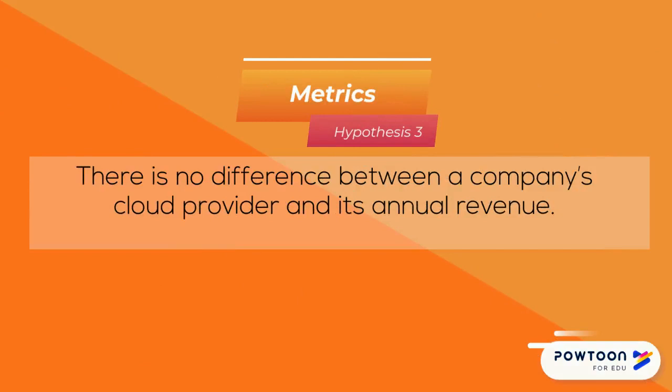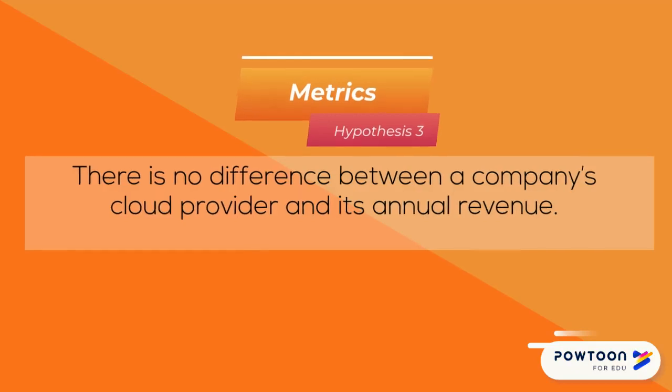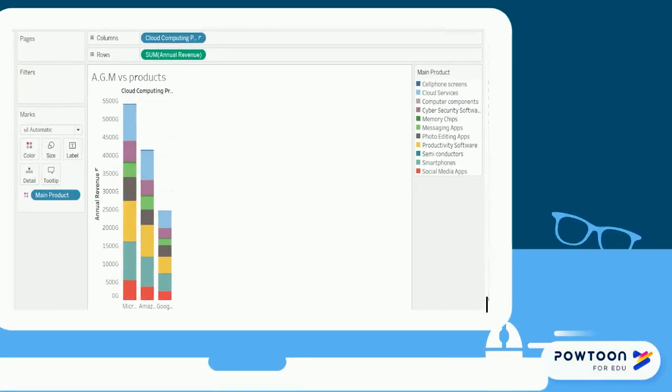The third hypothesis that we will be testing is there is no difference between a company's cloud provider and its annual revenue. This tests our assumption that the cloud provider a company is using is irrelevant to the revenue they then receive. The results show that there is a significant difference between who a company chooses as their cloud provider and the amount of revenue they receive.